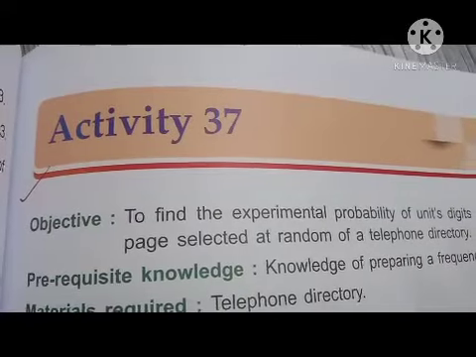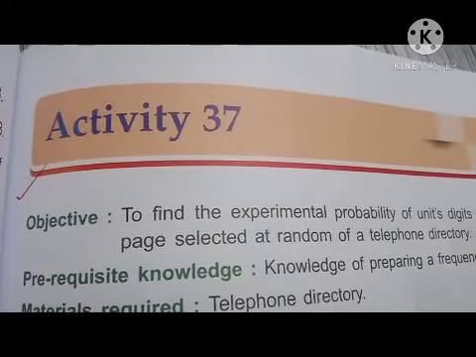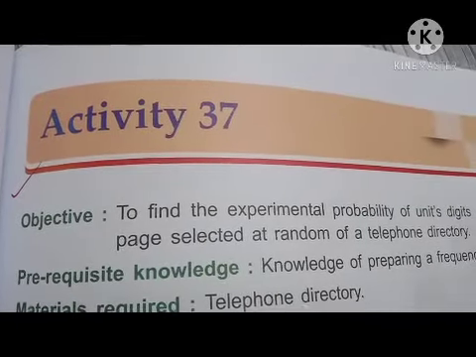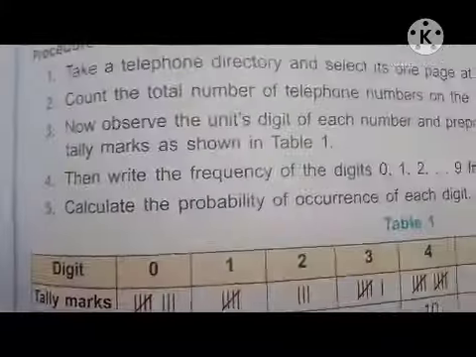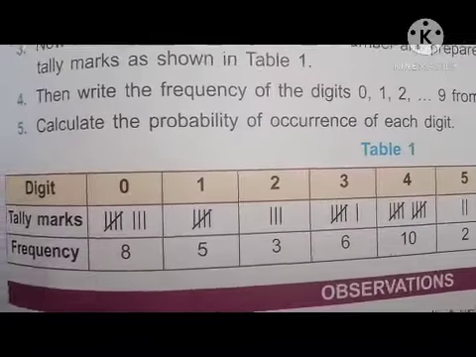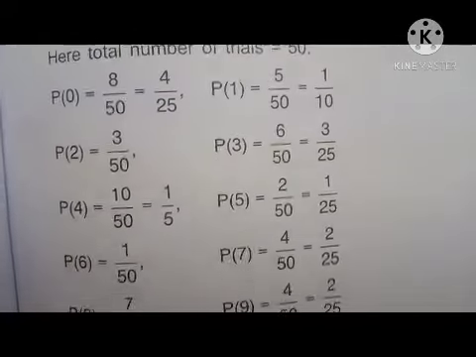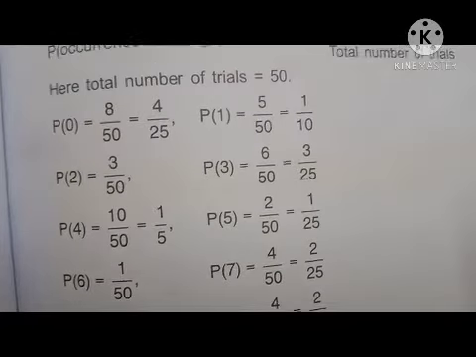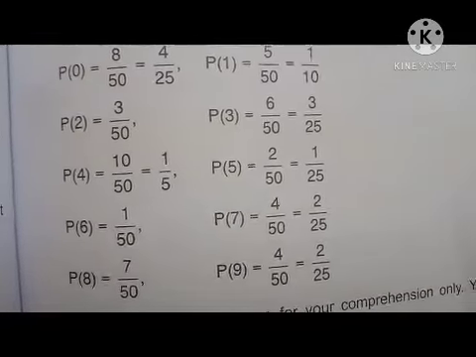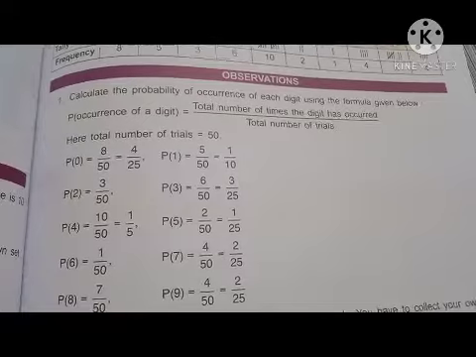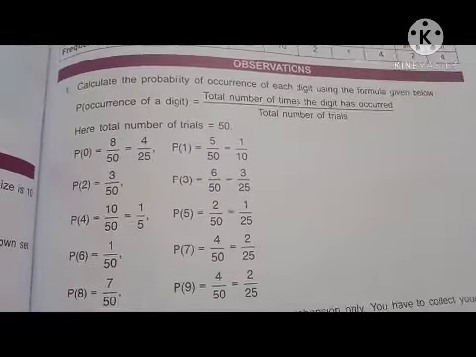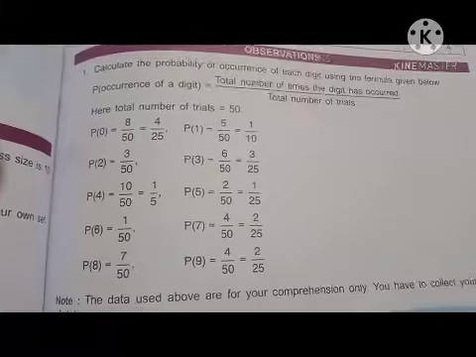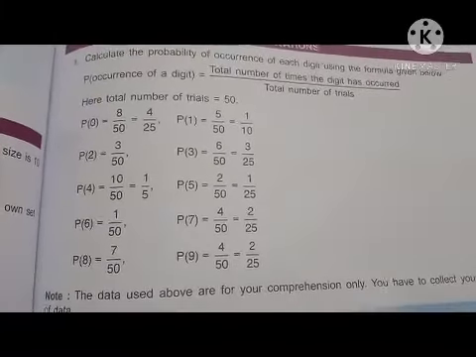This is activity 37. This is your activity 8 that you have to write in your record. This table you have to write on the unruled side. Okay. Writings you have to write in the right side, that means ruled side. This experiment is only up to observations. There are no conclusions. So you have to write up to this much only. Okay. This note also you have to write.